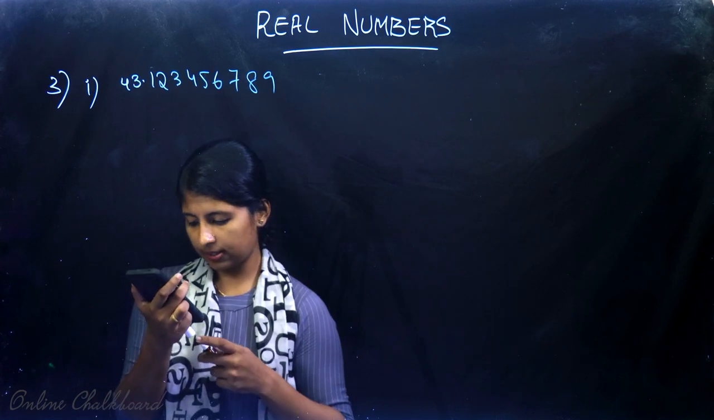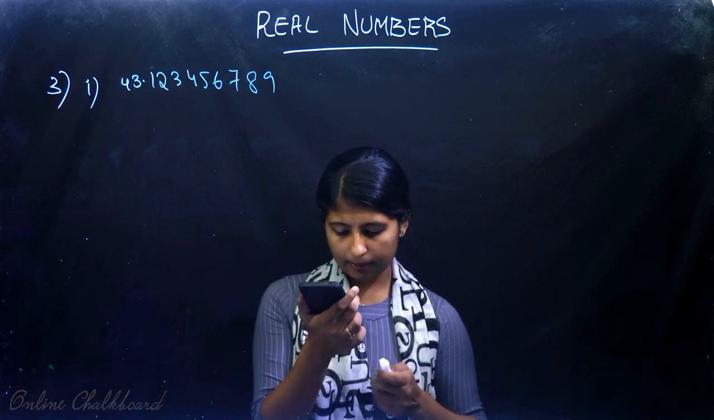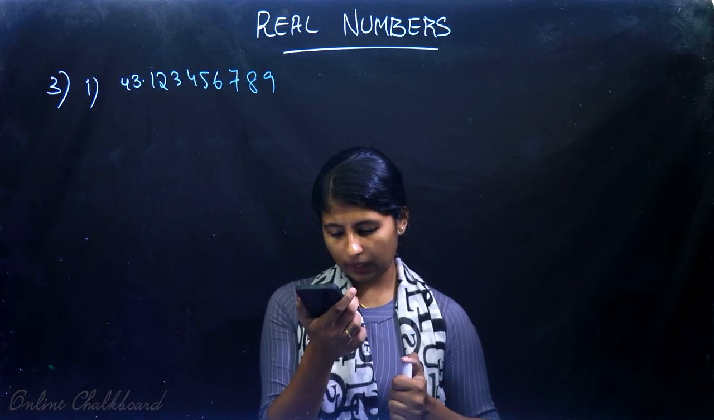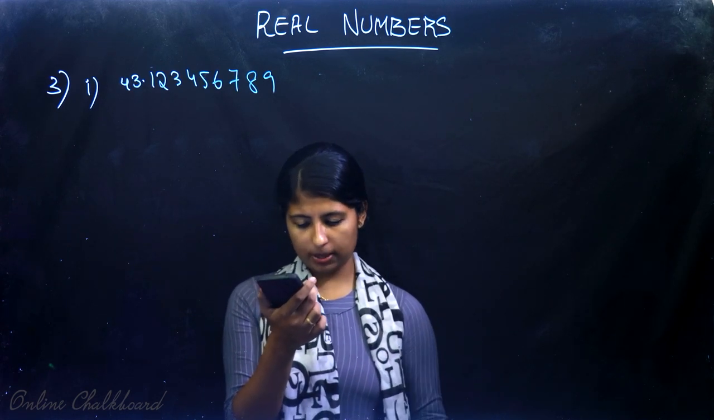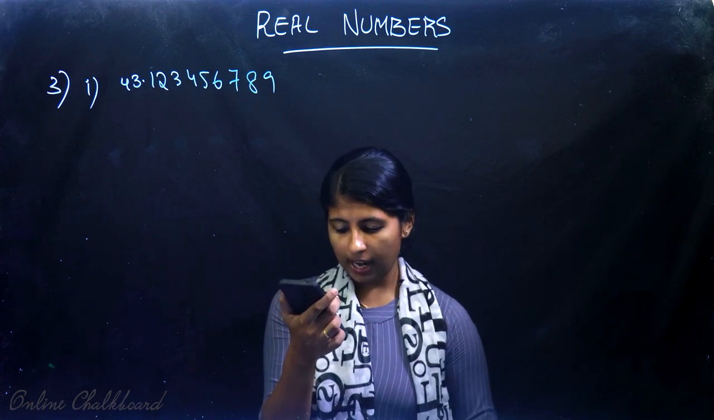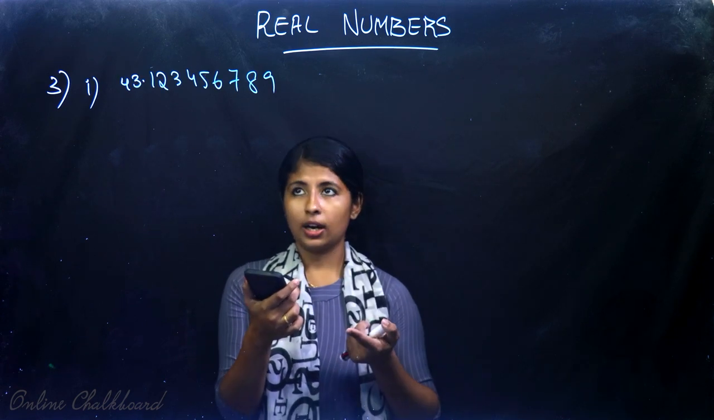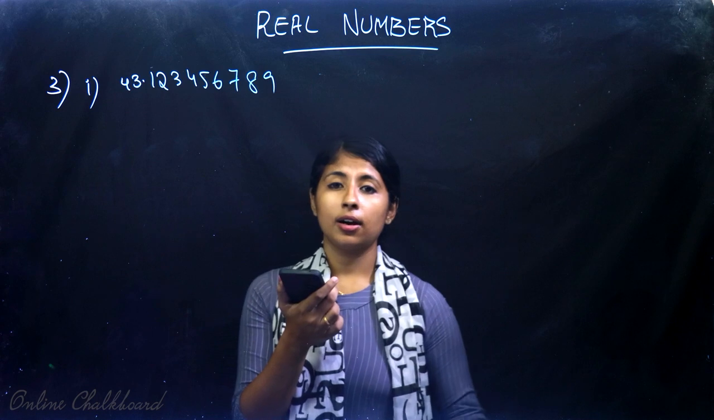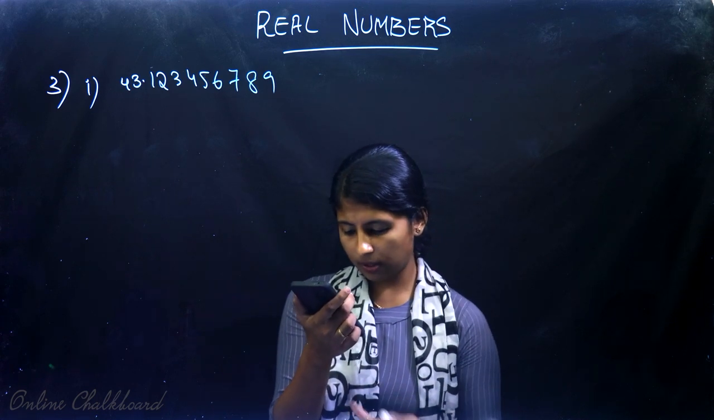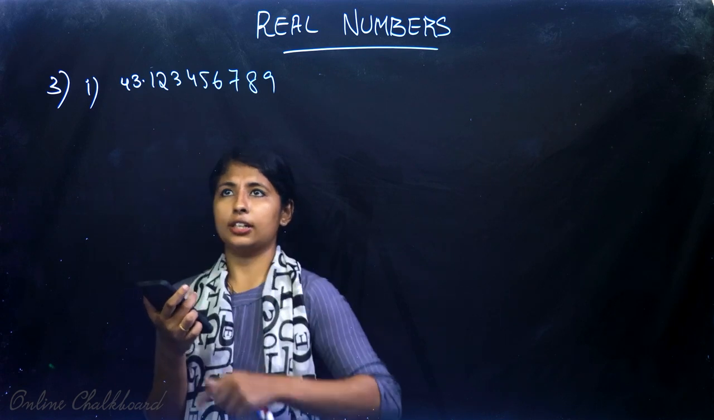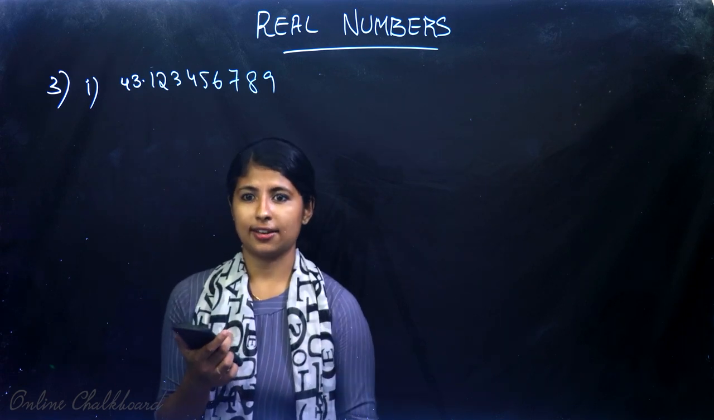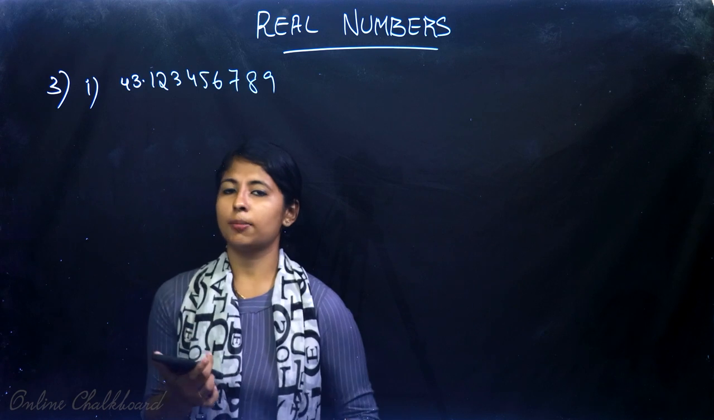43.123456789. The question asks us to check whether the numbers are rational or irrational by looking at the decimal expansion. And if they are rational, we need to comment about the form of the prime factorization of Q. So here we have given 43.123456789. Is it a rational number or an irrational number?